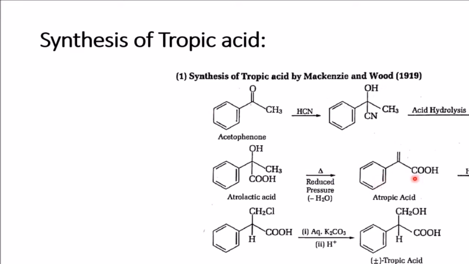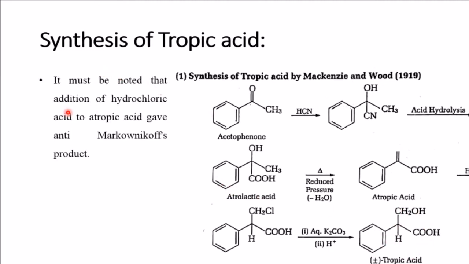this atropic acid, and that atropic acid treated with HCl will give this chloro derivative of atropic acid, and on further treatment with potassium carbonate followed by treatment of acid, it is going to give us the racemic mixture of tropic acid.